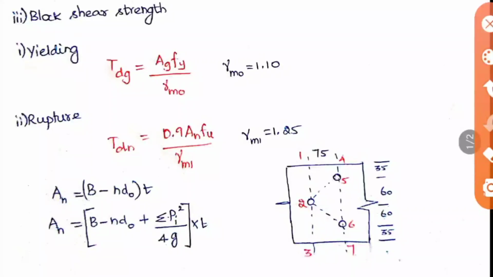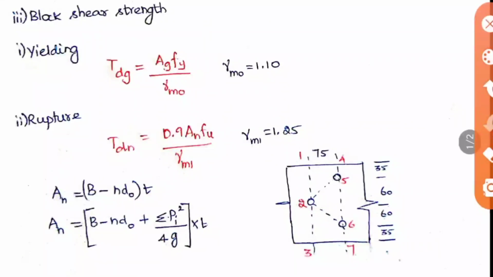The next case is 4, 5, 2, 3. It will be occurring like this, so this is also one case. If this is the case, you should go for the staggered bolting. So it is 4, 5, 2, 3, no. So here it is B minus n d naught plus p square by 4g, where p is 75 and g is 60, and the thickness of the plate is 12. So you will get the critical sectional area for this line.